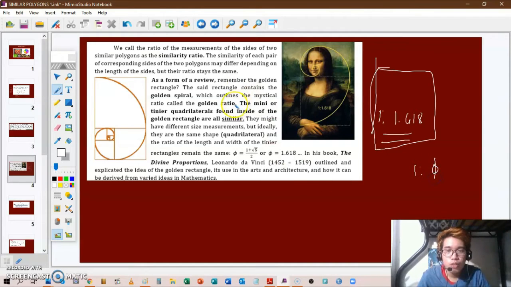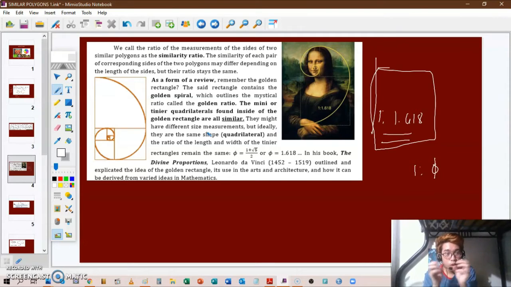As a form of review, remember the golden rectangle. The rectangle contains the golden spiral, which outlines the mystical ratio called, of course, the golden ratio. The tinier quadrilaterals found inside of the golden rectangle are all similar. All of the squares found inside of that rectangle are similar to each other.